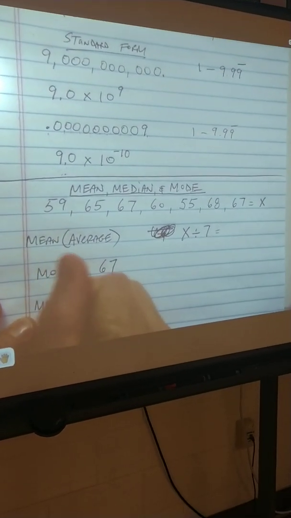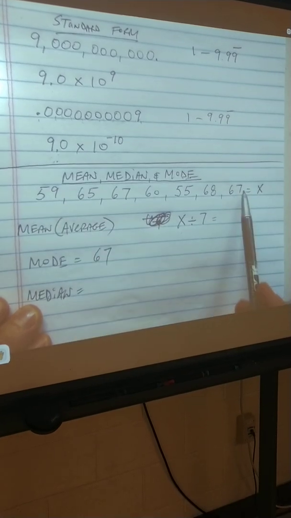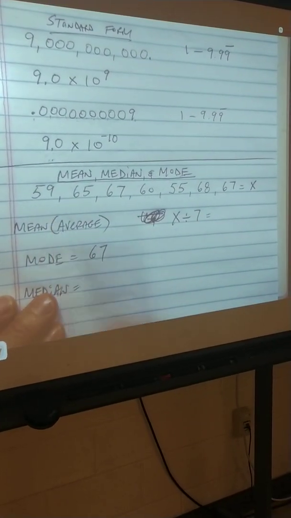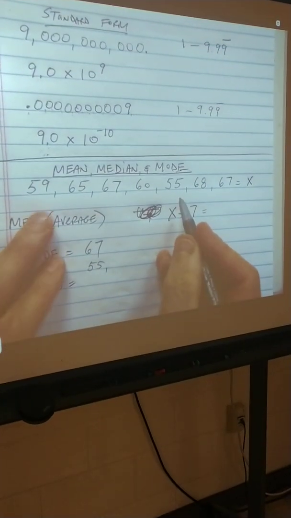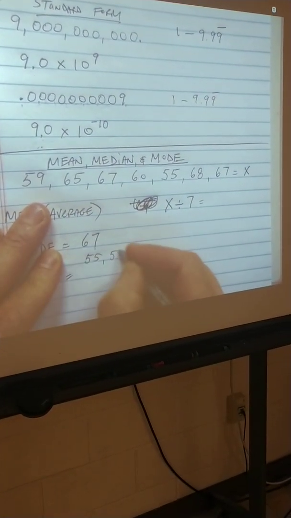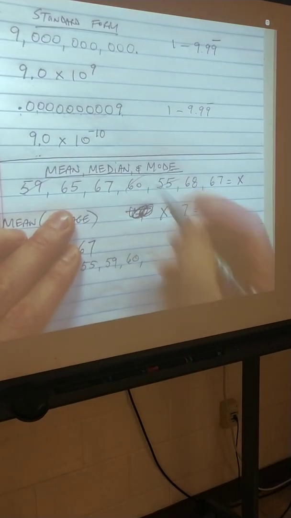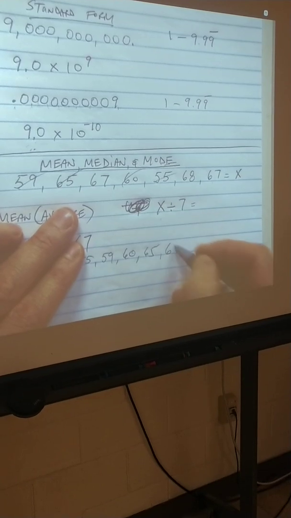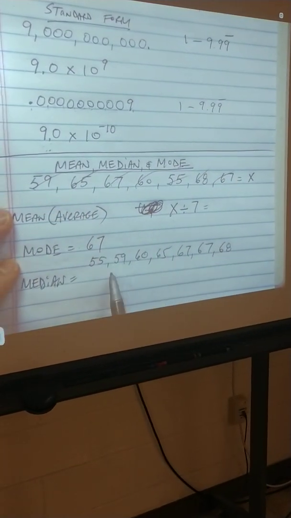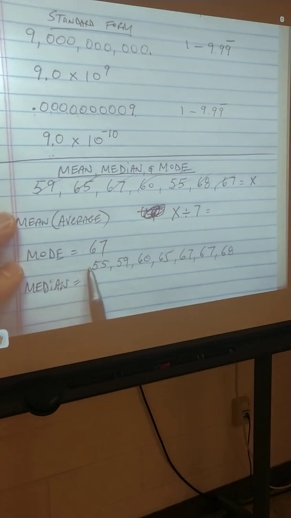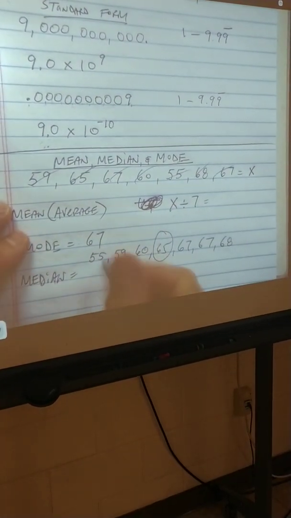And finally, the median. Just like in the middle of the road, what you have to do for median is take this group of numbers and arrange them in order from smallest to largest. So if I do that, I would have 55, 59, 60, 65, 67, 67, and 68, okay? So I know I've got these 7 numbers listed here from smallest to largest. In the middle, that's the median. So the median for this group of numbers is 65.